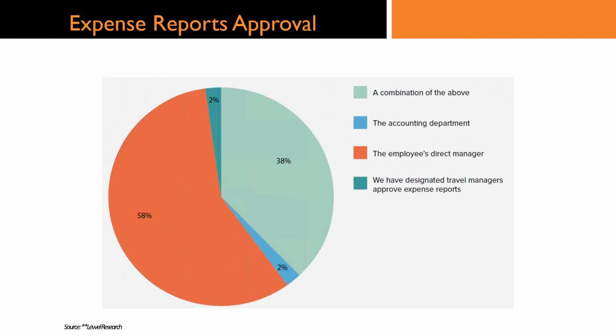And we can tell you from our experience working with a lot of companies, many of them like yours, that big red chunk of the pie is certainly the largest that we see, and the combination usually involves the direct manager, and then it goes to the accounting department for some sort of final review or edit, make sure the coding is correct and that kind of stuff. So we'll take a look at how report approval is also automated when you add KwikTag to the mix.